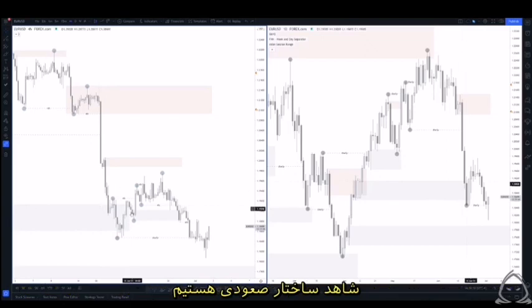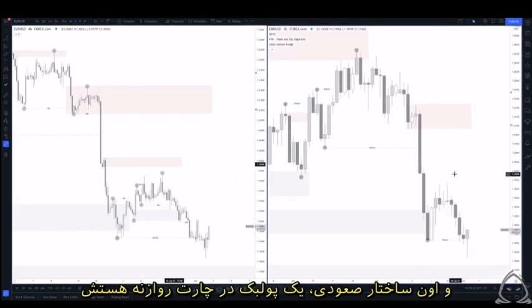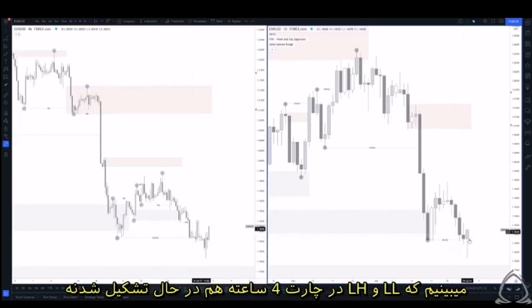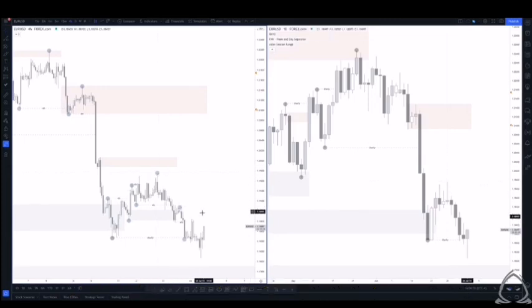And on the 4-hour chart, we're starting to see bullish structure, and that bullish structure is in line with a pullback on the daily chart. And then what we can see is now that the daily is starting to potentially break to the downside, we're starting to see lower lows and lower highs being printed on the 4-hour chart as well.